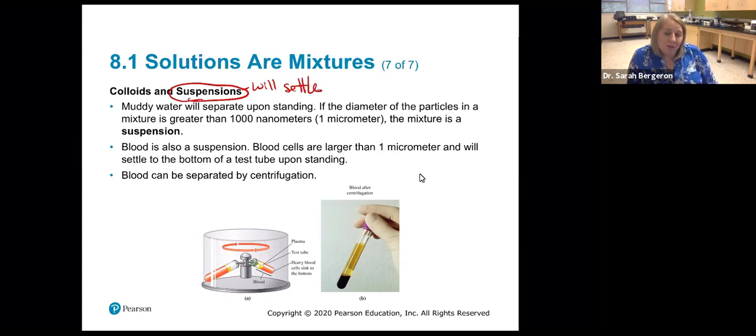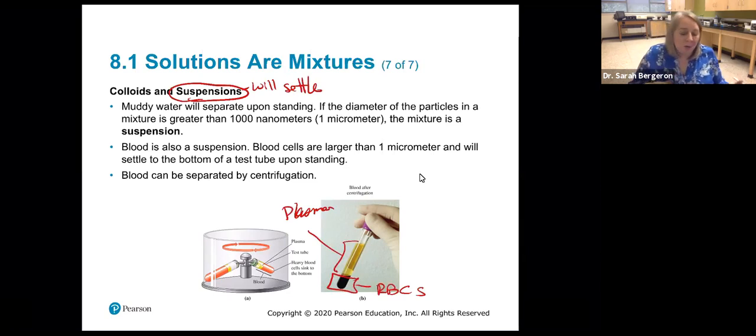The picture is an actual vial of blood. You can see down here, these are the red blood cells. And then this is the plasma, which is mostly water. Mostly water, not all water, but mostly water. Okay, so let's go do some problems.